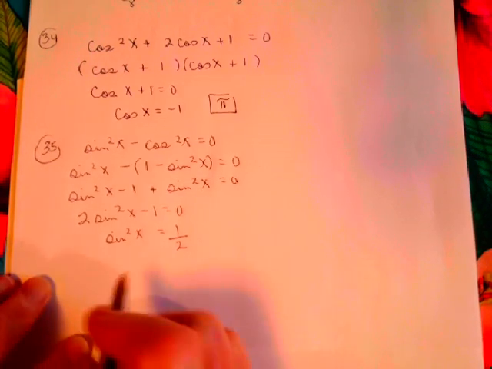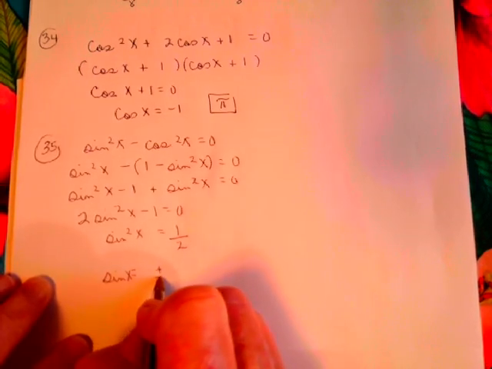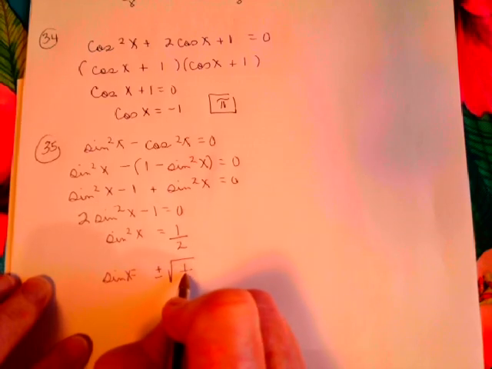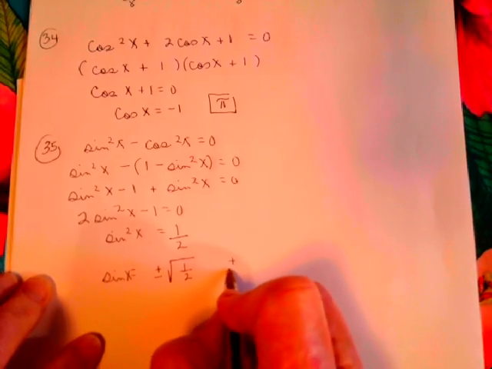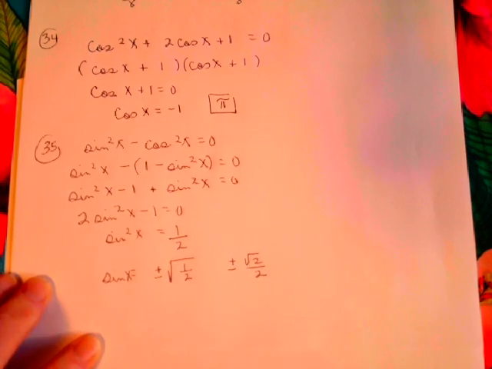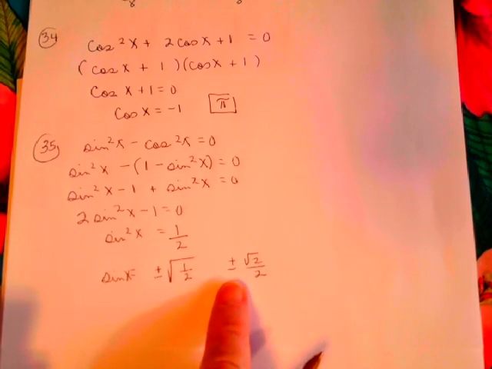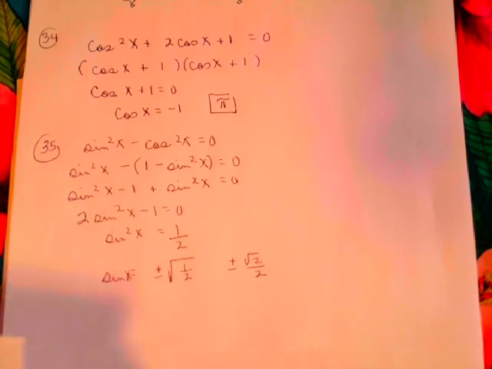Take the square root of both sides. You know, when you take the square root, you put a plus or minus. Sine of x equals plus or minus the square root of 1/2, which is plus or minus the square root of 2 over 2. Look at that unit circle. Find all the places where sine is square root of 2 over 2. It can be positive or negative square root of 2 over 2, because that's what that plus or minus means right there.